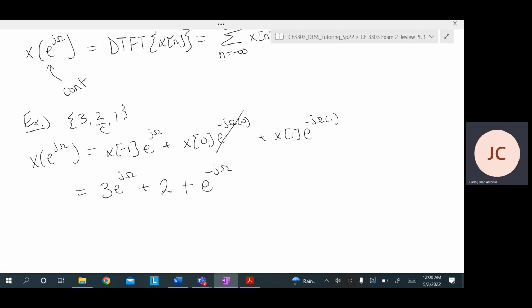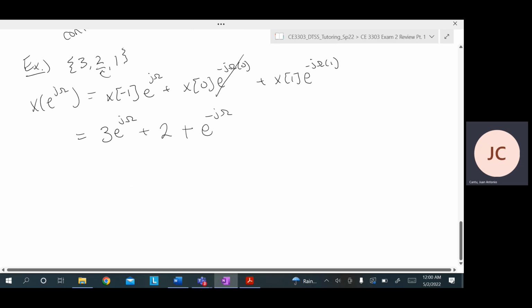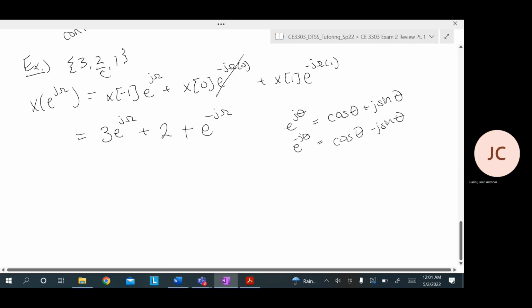So to simplify this, we probably want to put it in a cosine or sine representation. So if you remember Euler's identity, e^(jθ) is equal to cosine θ plus j sine θ. And the other one, e^(-jθ) is equal to cosine θ minus j sine θ. What we can do is go ahead and separate all of these into that. So I'm going to start with 2 over here, just above 2. And then 3 cosine θ plus 3j sine. I'm sorry, not θ. Theta is represented by your ω here. Okay, so we've got 3 cosine ω plus 3j sine ω.